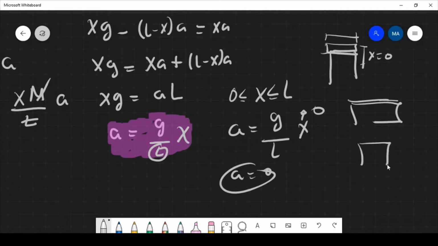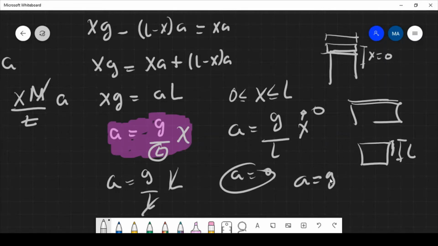Now what if the whole rope is hanging, what happens? Well, A is equal to G divided by L multiplied by X, but now X equals L, so we cancel the L, and we have that A equals G, which is exactly an object falling with the acceleration of gravity, because now there is nothing over here that it needs to push. So this clearly is functioning, and this is the expression.